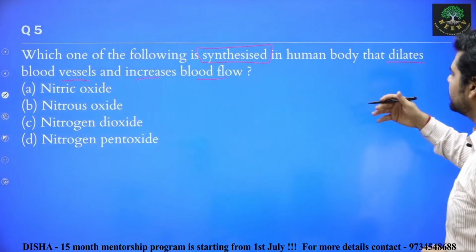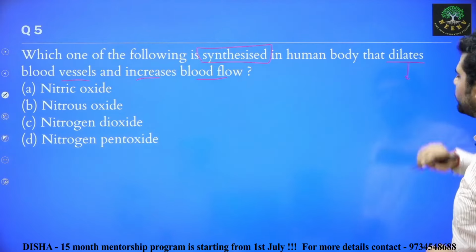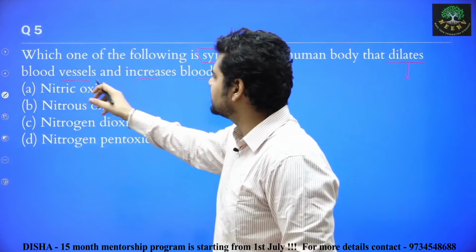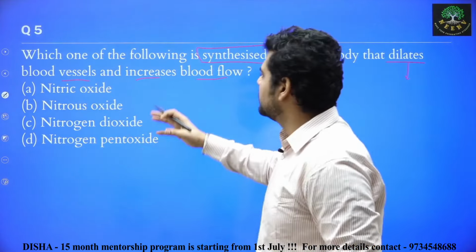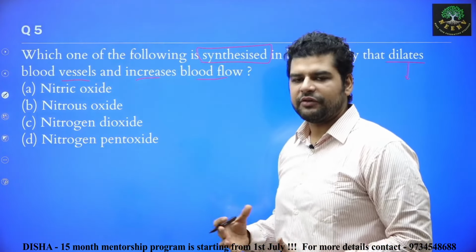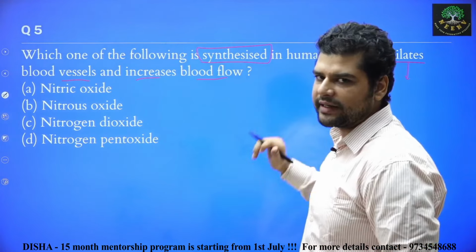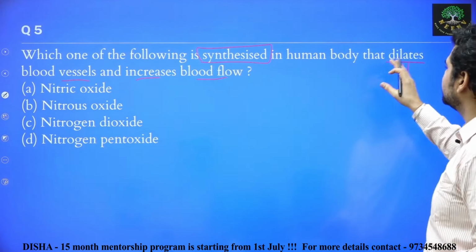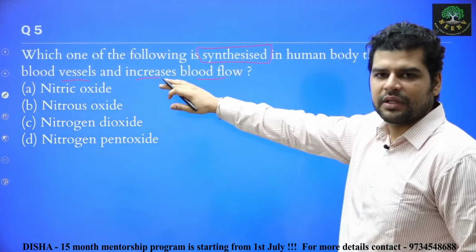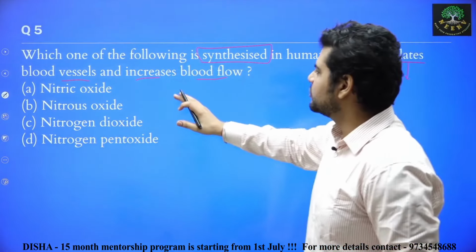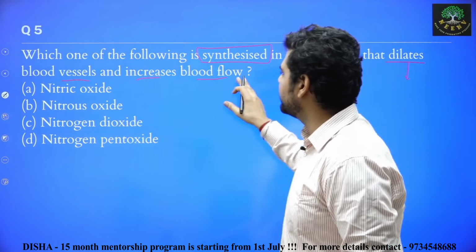So in the exam, if you have difficulty knowing this word, that's okay, you can think by logic that it is doing something to the blood vessels, so it increases the blood flow. Now how will the blood flow increase? If UPSC wanted, it could have just written dilates. They could have asked, which one of the following is synthesized in the human body that dilates the blood vessels? That's it. If they wanted to make it more difficult, they could have done that. But they have not done that, so a hint is given here.